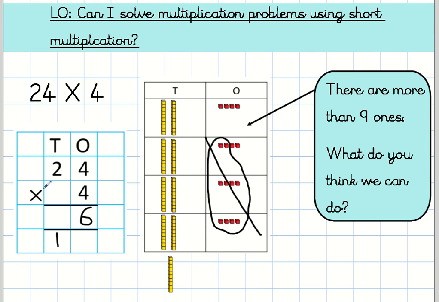We then are going to do 4 times 2, 2, 4, 6, 8. And we're then going to add on our extra 10 from earlier. So I'm going to cross that out to make sure I've added it. And now we're going to have 9. So we've exchanged our 10 ones for 10 and then laid out the calculation.